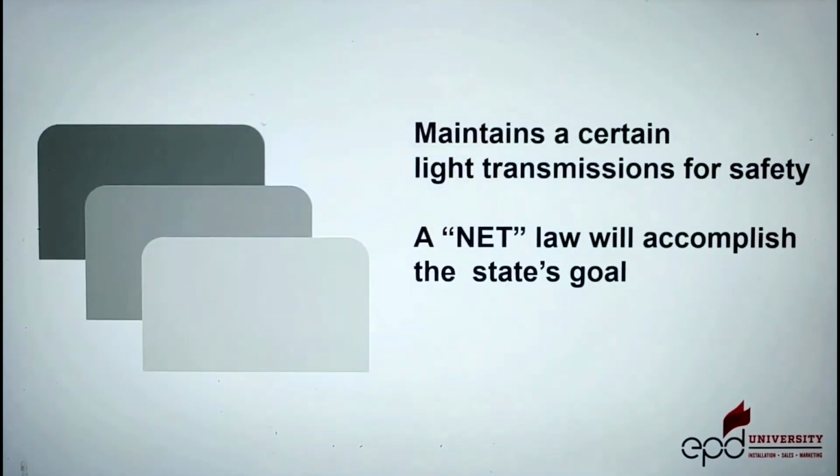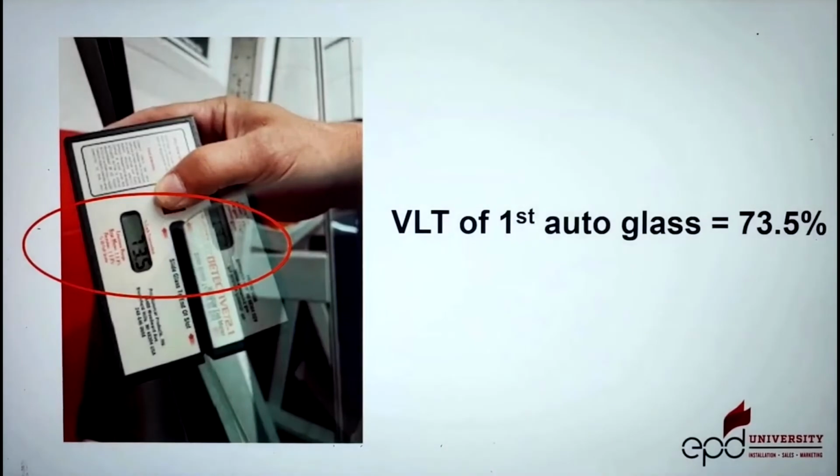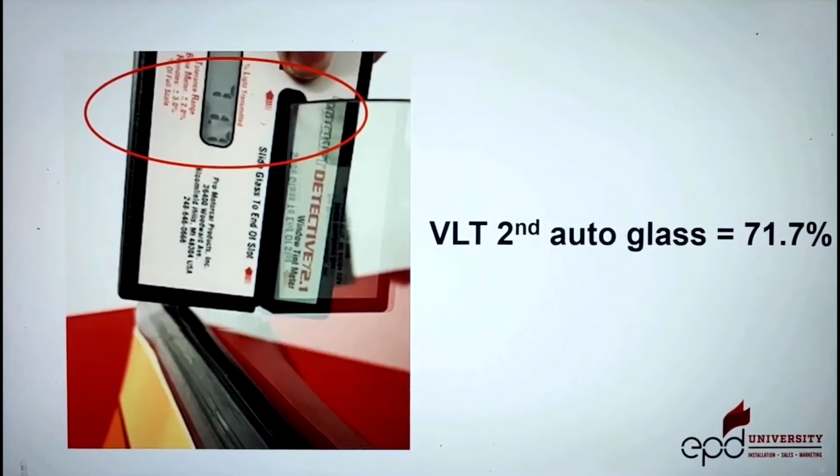So why do states have net tint laws when it is more complex than a film law? It is the goal of the state to make sure that the finished product of film installed on a given piece of glass maintains a certain light transmission for safety. Given that automotive glass varies in darkness from car to car, from manufacturer to manufacturer, only a net law will accomplish the state's goal. Here is an example. The first piece of automotive glass I measured had a VLT of 73.5%. Let's try another piece. This piece measures out to 71.7%. Do you see the difference? That is why states have net tint laws.